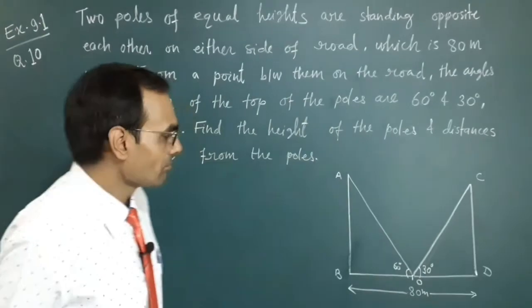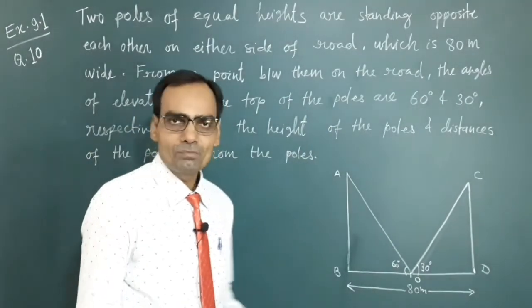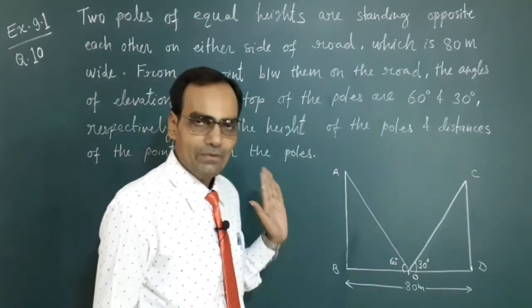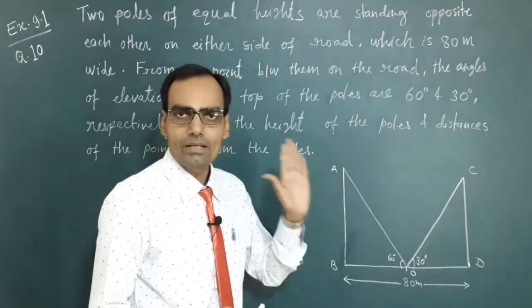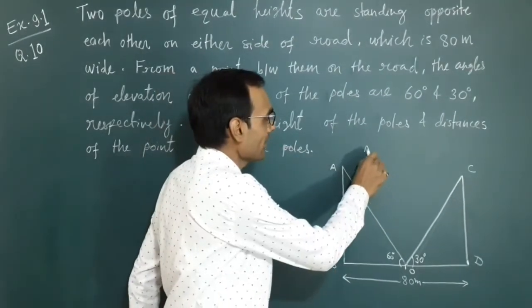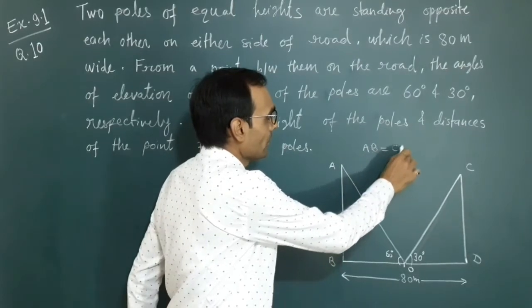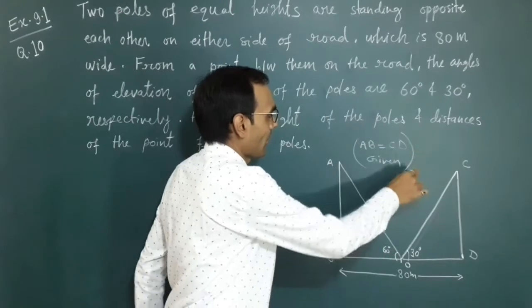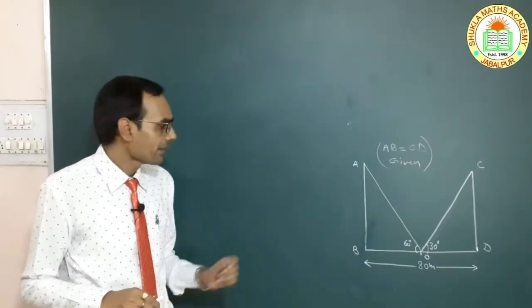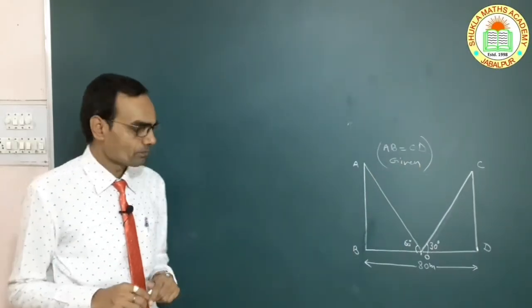So this is the diagram of the given problem, and in this problem we are given that the heights of both poles AB and CD are equal. So I am writing here, given that AB equal to CD. First we will take the triangle ABO, right?